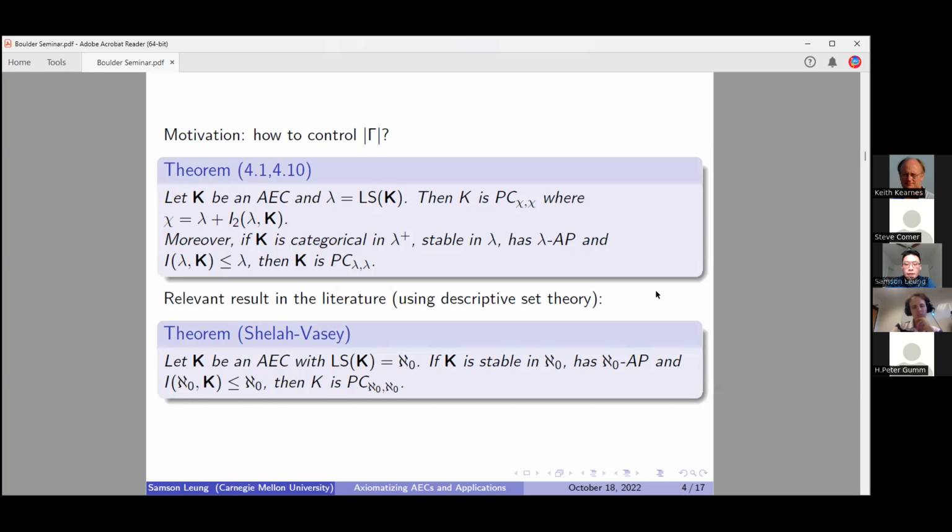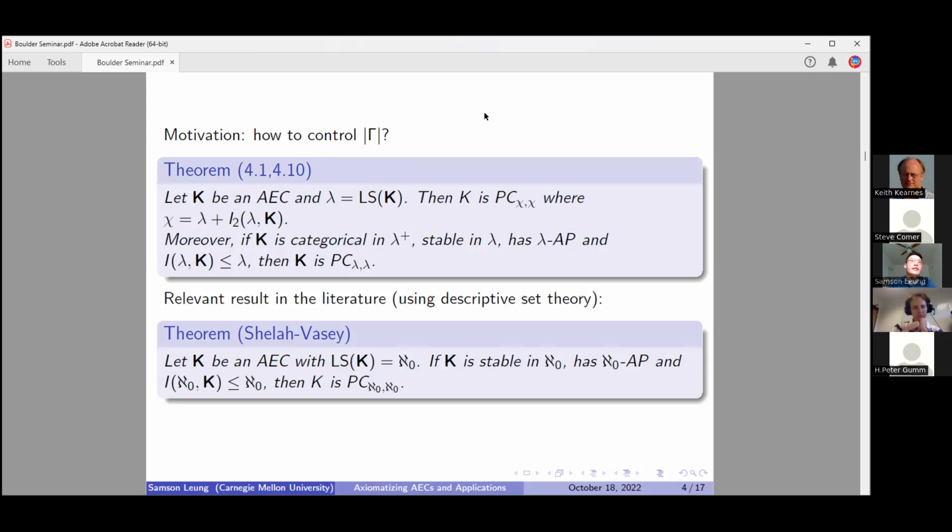So there are two comments that I can make here. The first one is that the result uses descriptive set theory. So that's why the result only applies to countable Löwenheim-Skolem number. But my result assumes something more, which is categoricity in lambda plus, because I wanted to do something with limit models. So this is one of the main results in my paper. And let me go on to the next one.